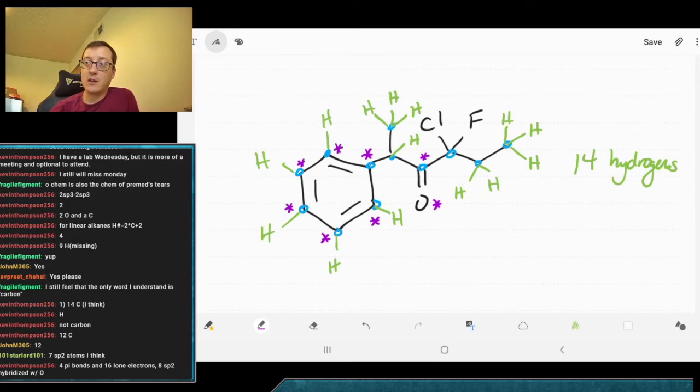So generally, trying to think if there are any exceptions to this. If your sp2 atoms are only made from double bonded atoms, we'll say it's going to be an even number. Right, because it takes 2 atoms to make a double bond.